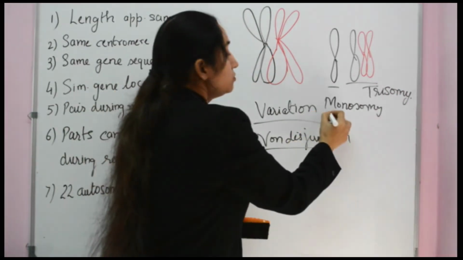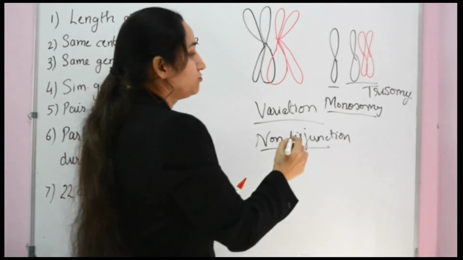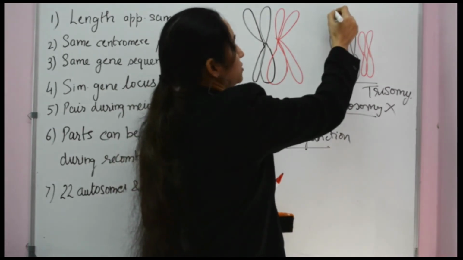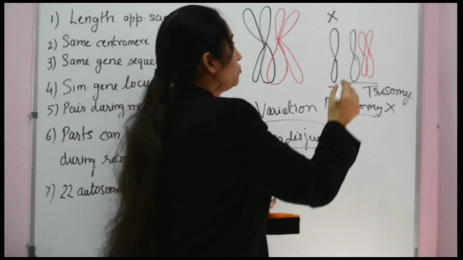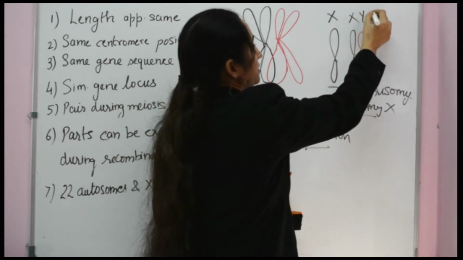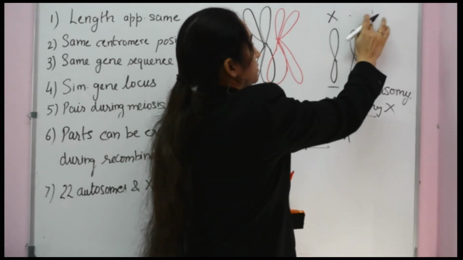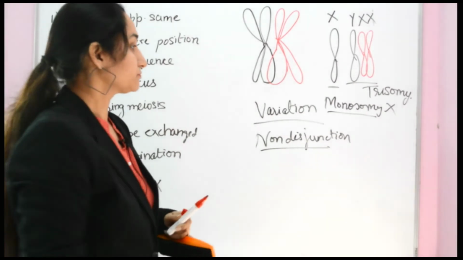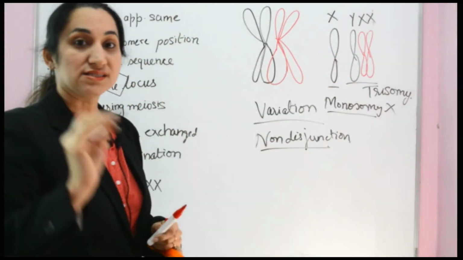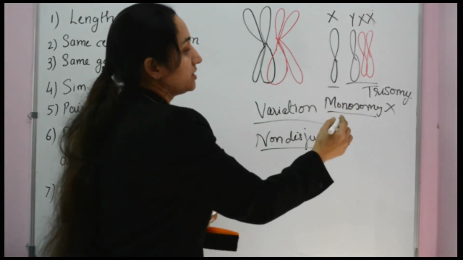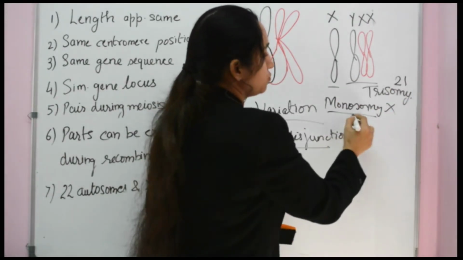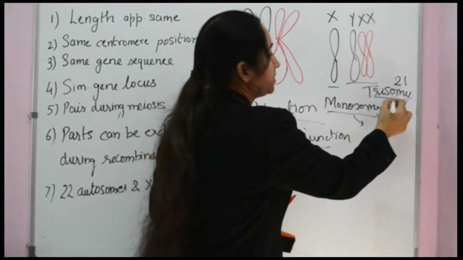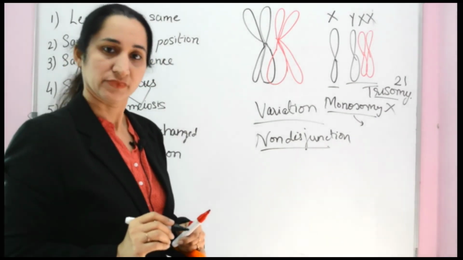Now the most common example of monosomy is monosomy X, meaning a baby is getting only one X chromosome while the other gamete might be having either Y or X, but these are all obviously X. This is monosomy X. The second common one is trisomy, that is trisomy 21. This monosomy X is also known as Turner's syndrome. This trisomy 21 is known as Down's syndrome, right?